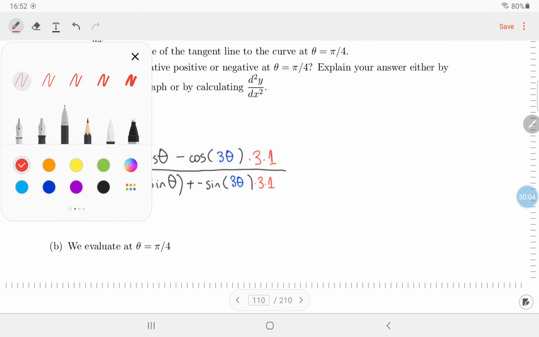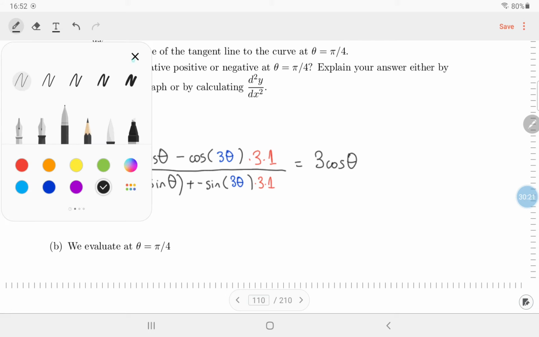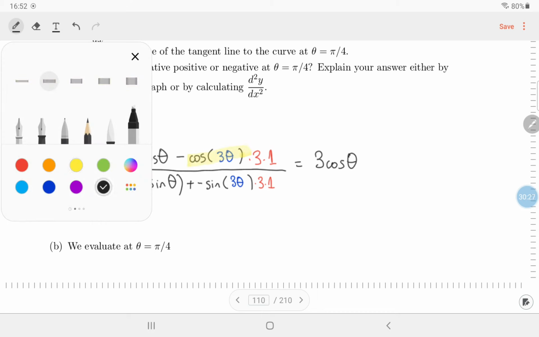Now we could simplify it by dividing above and below by 3, but I'm not too worried about that, to be honest with you. So I have 3 cos theta minus, so I got cos 3 theta by 3. Now that 3 theta is not multiplying. This is a single number. You can't just multiply in the 3, that doesn't make any sense.